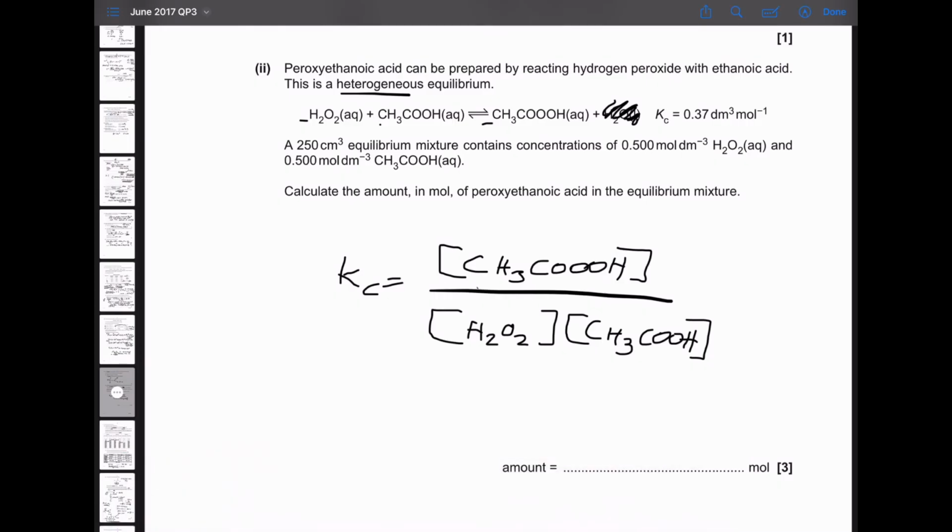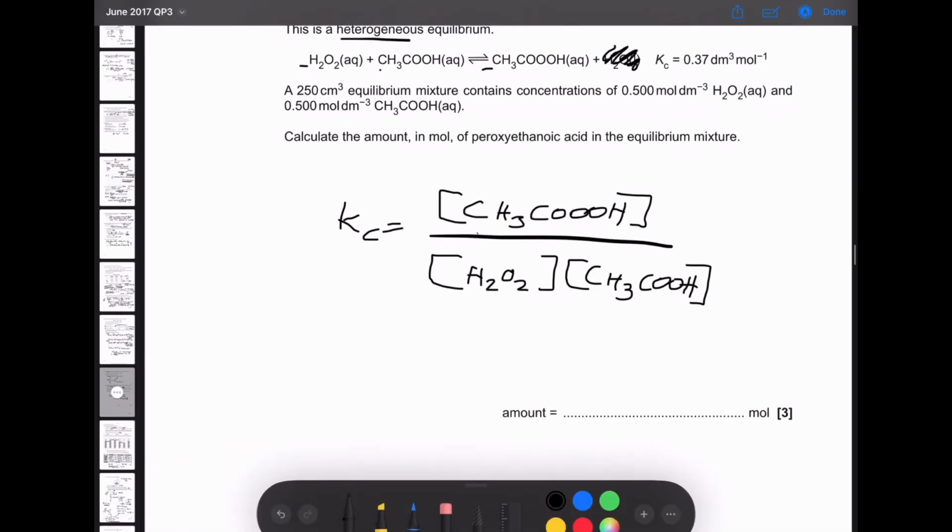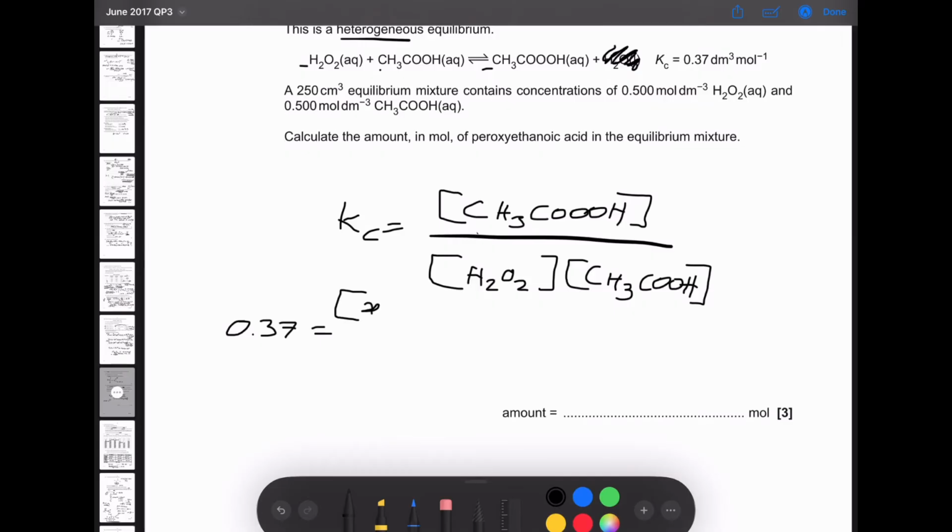So, what does the question tell us? Well, it tells us the Kc is 0.37, and that's going to be equal to what we want to work out, concentration X, over concentration of H2O2, which is 0.5, multiplied by the concentration of ethanoic acid, which is 0.5, so then we can rearrange 0.37 times 0.5 times 0.5. It's going to give us our concentration of peroxyethanoic acid.